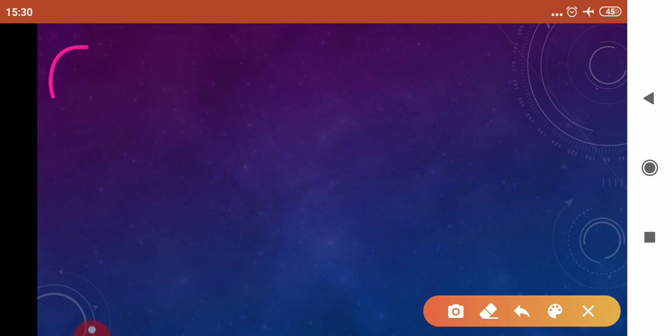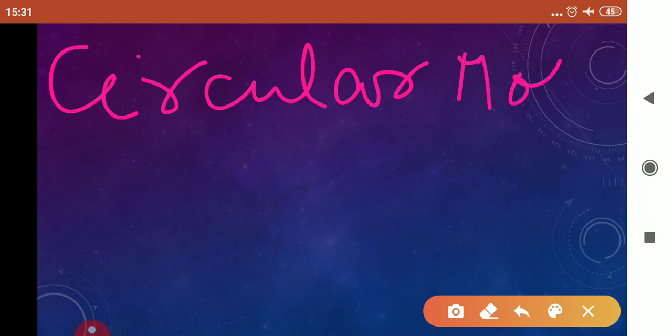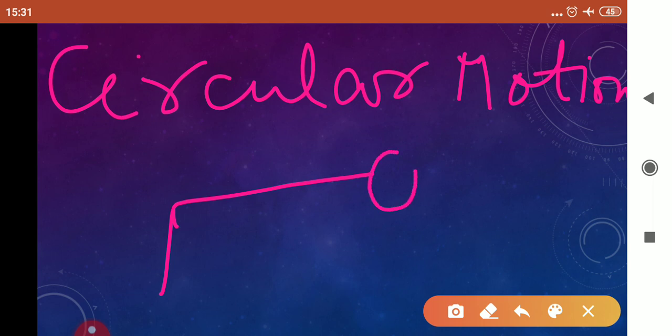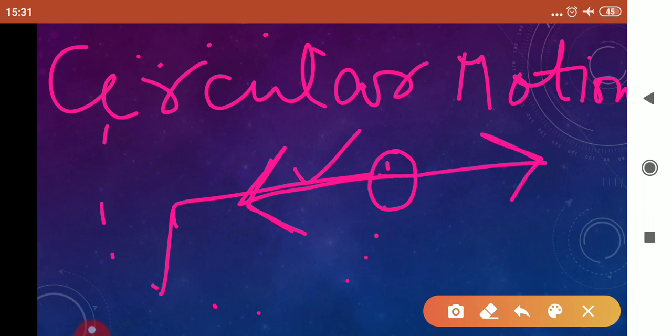You might have studied about circular motion in physics. When you take a thread and attach any particle at its end and move this in circular motion, then a force acts towards its center. The force acting towards its center is called as centripetal force, this side. And you have also studied about Newton's third law. Every action has its equal and opposite reaction. Now, this outward force is called as centrifugal force.